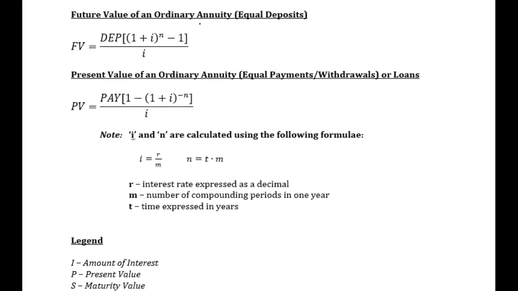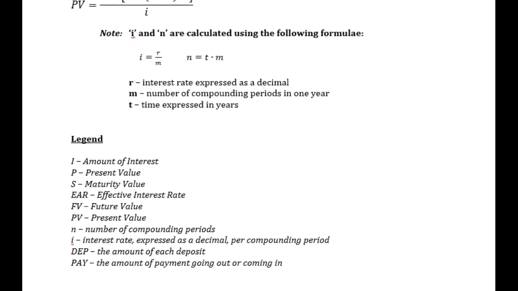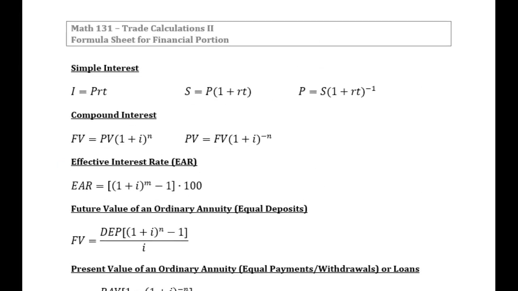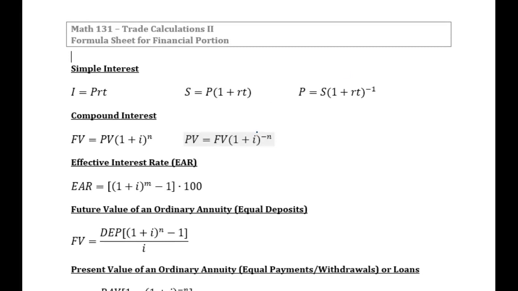So we have equal deposits for future value. We have equal payments or withdrawals for loans or present value of an ordinary annuity. And remember that you do have the formulas for I and for M, which frequently happen in terms of compound interest, as well as a legend on the bottom. So you will have this available to you in any assessment that you write for this part of the course.